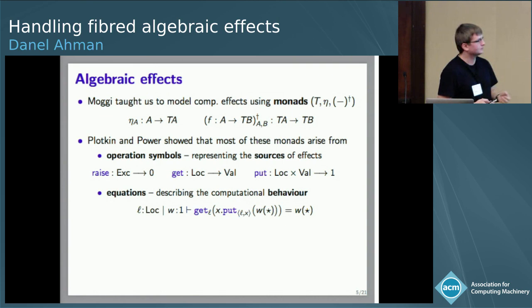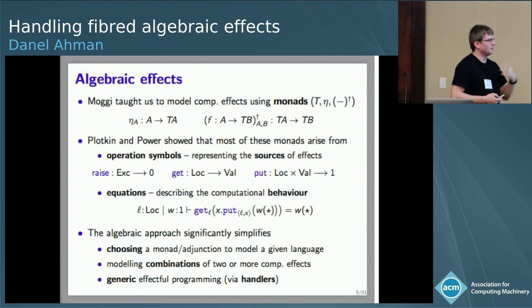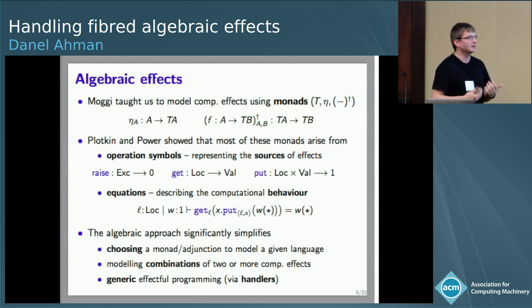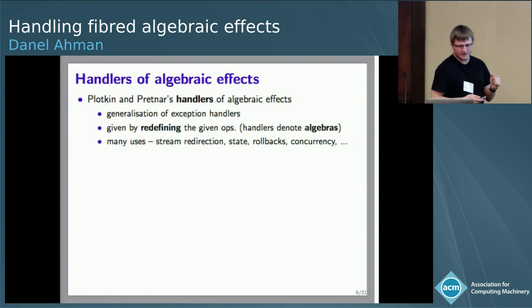The algebraic approach is in some way superior to just the monadic approach in the sense that it makes it easier to pick the monad for a particular language, because if you just work in the monadic setting, it might be complicated to choose the particular monad. It helps you to model combinations of effects better, and it supports a nice way of generic effectful programming via handlers. So the second part of the history part of this talk is, what are handlers?